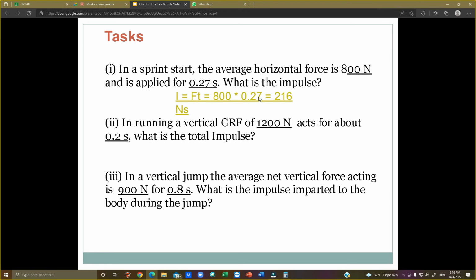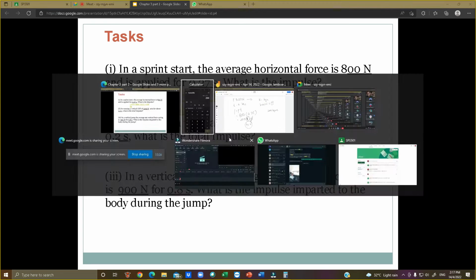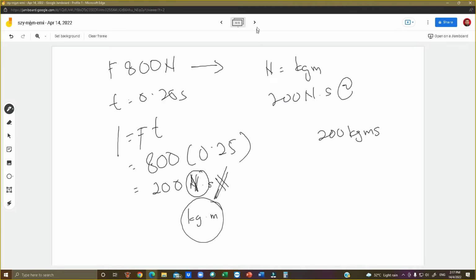Lain je. Oh, 0.27. Okay, tak apa. Tadi kita 0.25. Okay, in running a vertical ground reaction force of 1,200 Newton acts for about 0.2 second, what is the total impulse? Okay, in running a vertical GRF. Do you still remember what we have learned during first class?